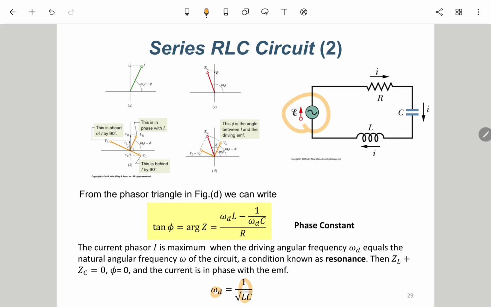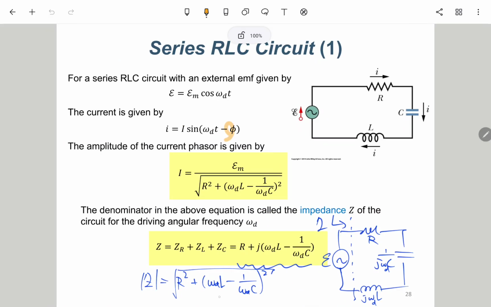Okay, and then here it also tells you that for this case it is the condition known as the resonance. Resonance, 共振. The idea here is we try to make the imaginary part zero. We try to make this part zero. The idea here is we try to maximize this stuff.